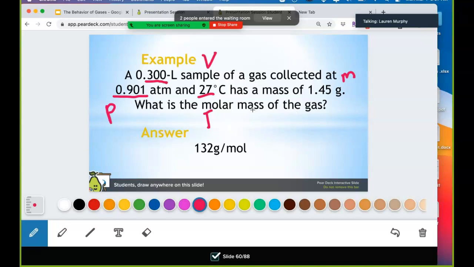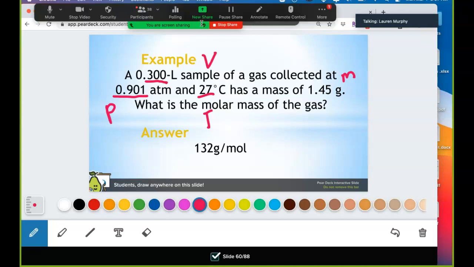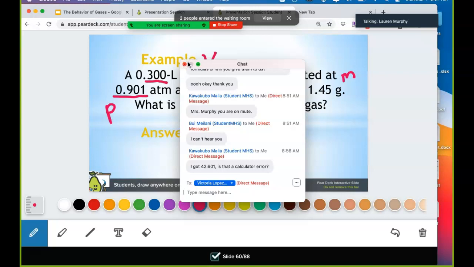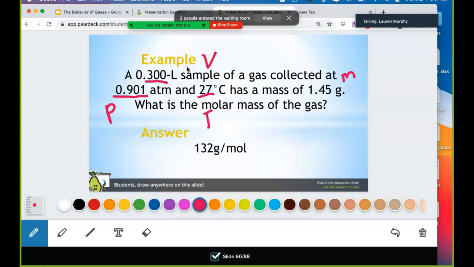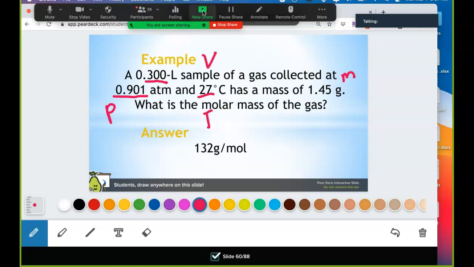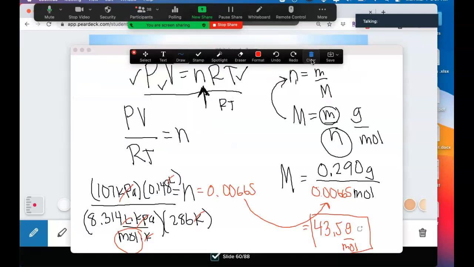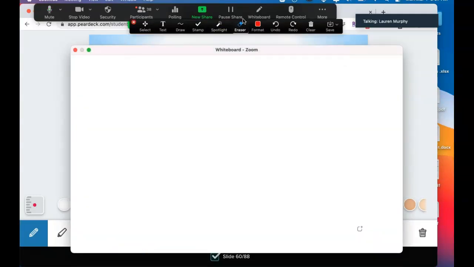So again, there are 2 ways to do this. I'll go through both ways, and then we will be finished for today. Yeah, so 42.6 is probably a calculator error. It might be if you round that moles too much, it'll mess up your molar mass a little bit. You want to try to keep the whole number for the moles in your calculator. So let's try this. Start all over.